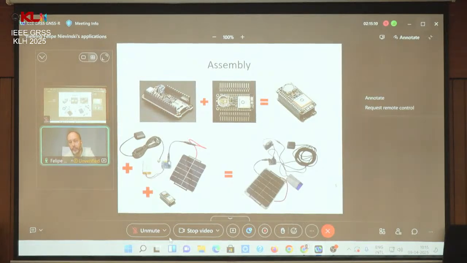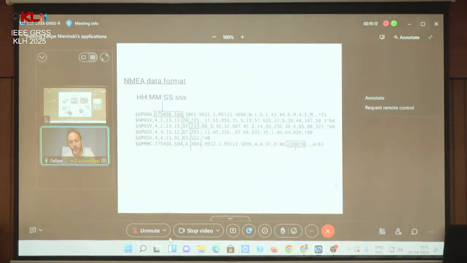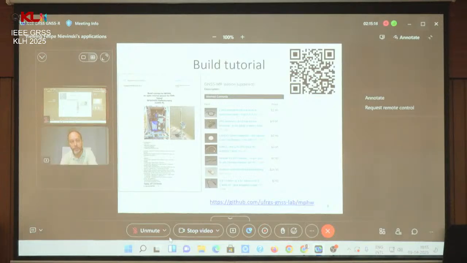We have a tutorial, so it's like a 20-page step-by-step guide on how to solder this. And it is an entry point for GNSS-R. You can certainly do this in a master's project or even in a capstone undergrad project if you're really interested.